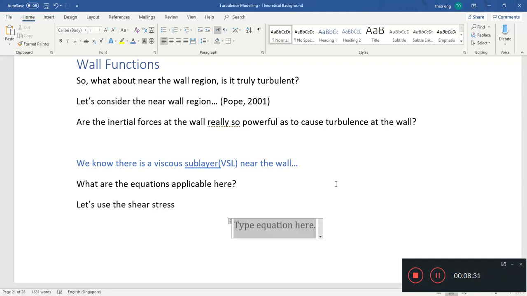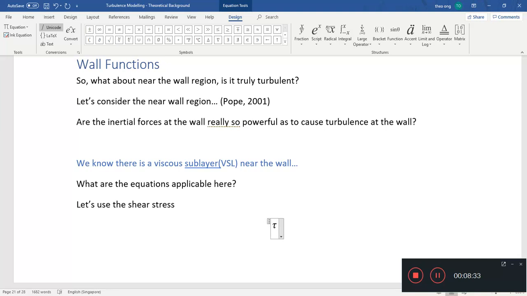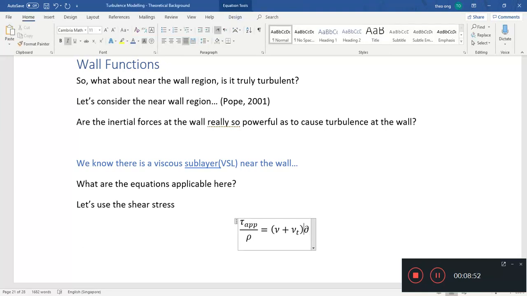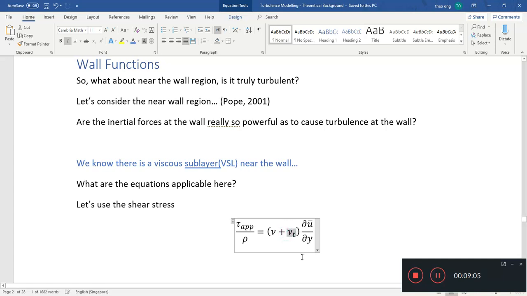So remember, we have tau over rho, the shear stress equation. Tau apparent over rho equals nu plus nu t, this is for the Reynolds average Navier-Stokes version, times partial u partial y. So this is our standard equation that takes into account the effects of turbulence as a turbulent viscosity.